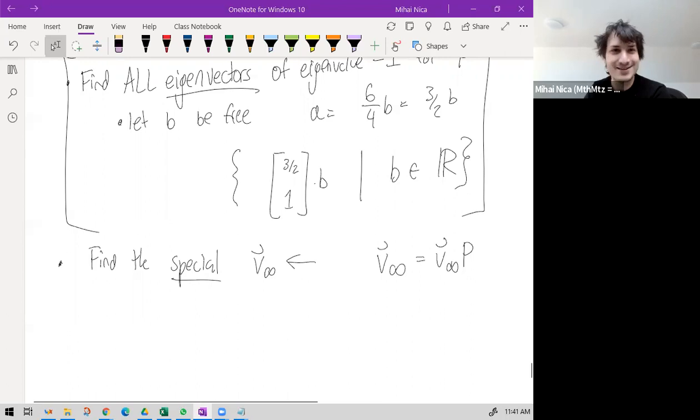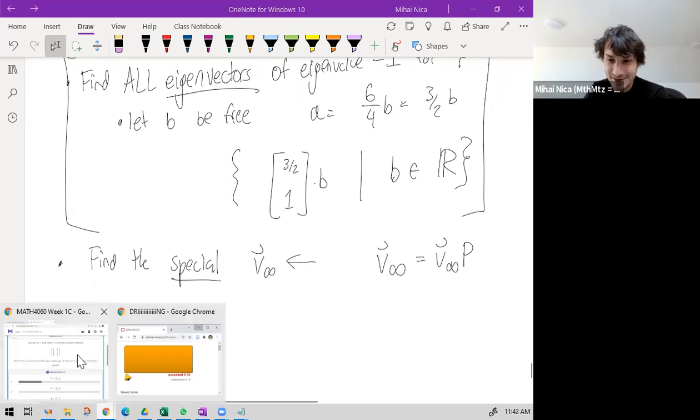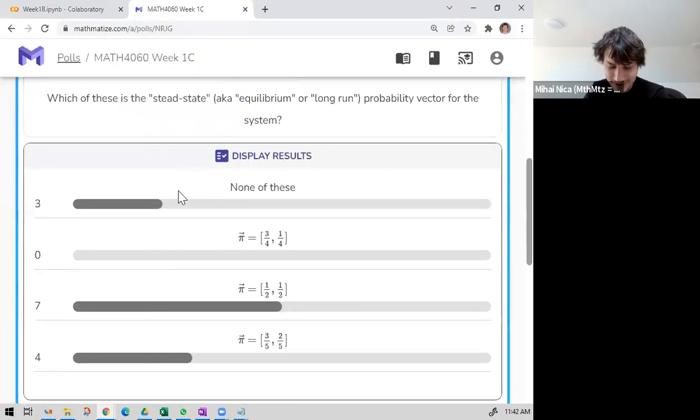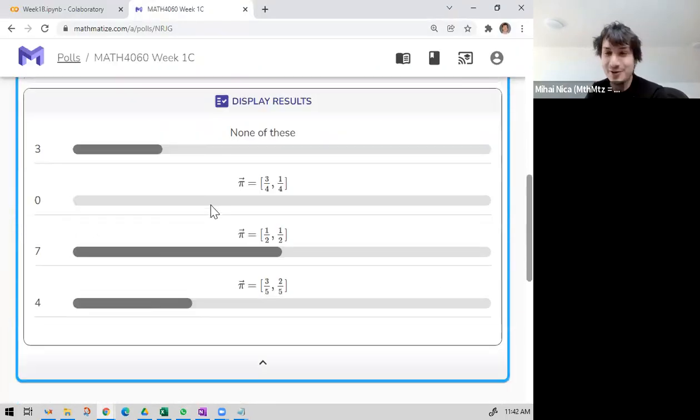So yeah, let's take a second to think about it. If you have an idea, you can put up your hand or you can type in the chat. We can also look at the possible answers and see if there's a hint there. Okay, so already from what we've done so far, 1/2, 1/2 is definitely not right. 3/4, 1/4, definitely not right. 3/5, 2/5, that could be right. It could also be none of these. So it's either none of these or 3/5, 2/5.